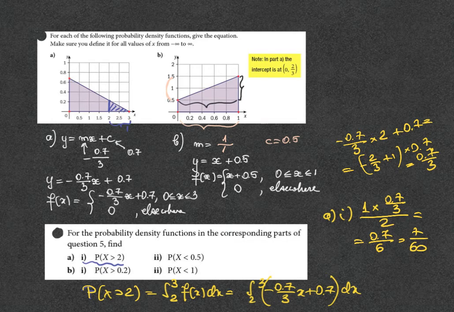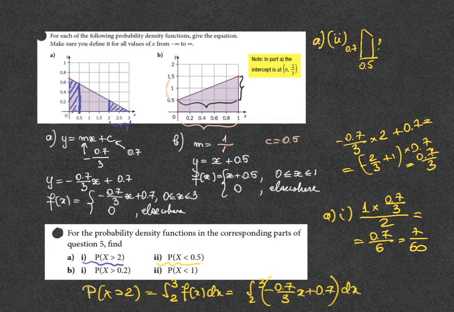What's going to be the answer in II? Probability of x being smaller than 0.5. So 0.5 is here. So the probability is going to be this area here. You can treat it as a trapezium. If you look at it as a trapezium, the height of the trapezium is 0.5. The big base is 0.7. The question is, what is this base?